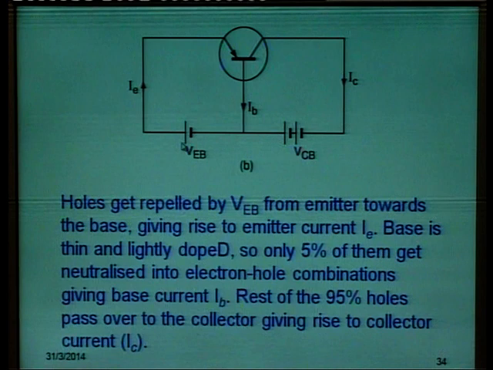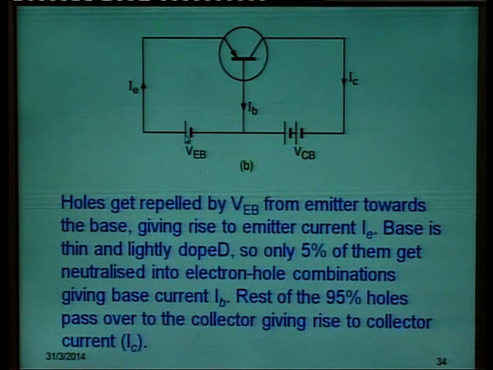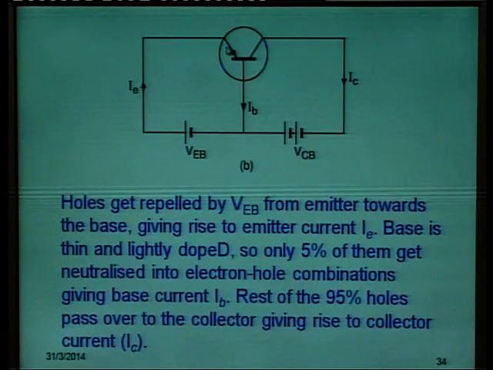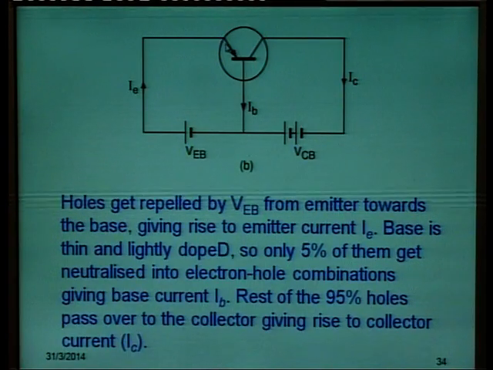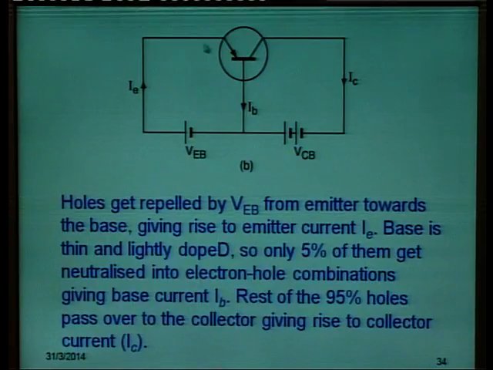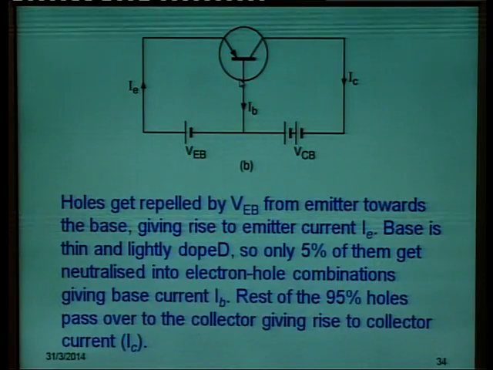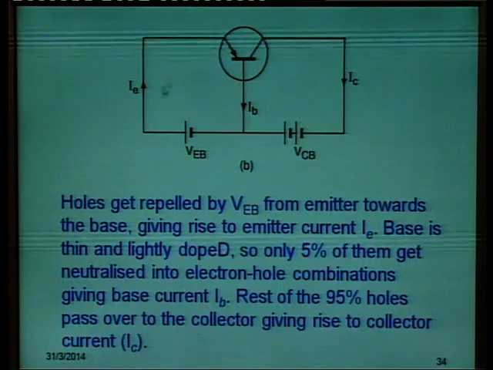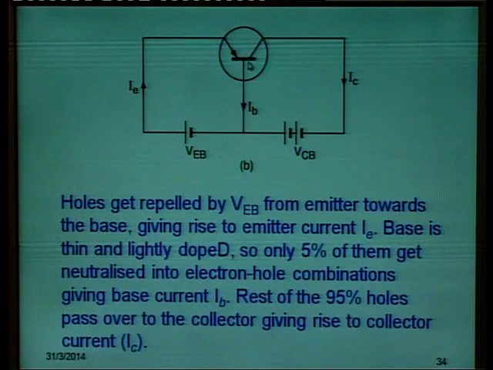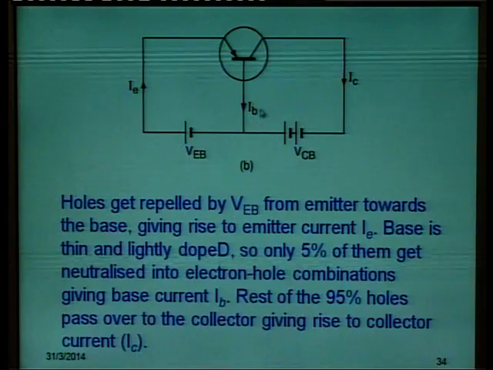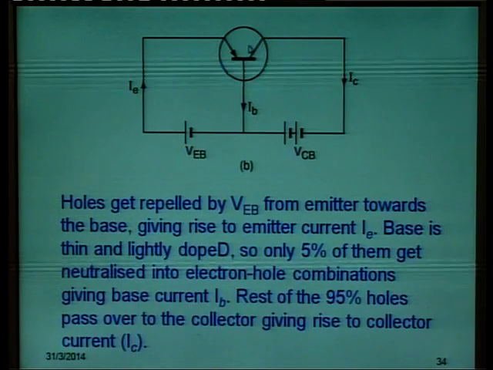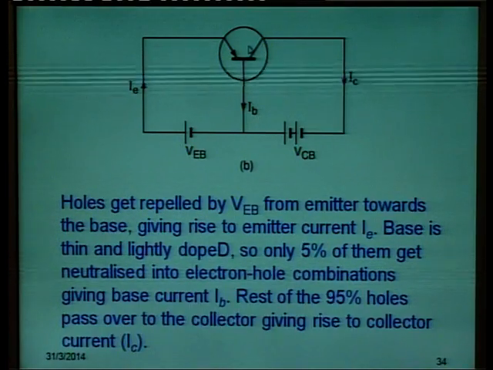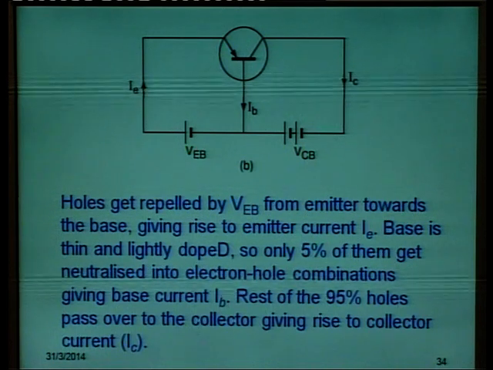In this case what happens is that the positive terminal of the battery repels the holes inside the P type emitter. The holes are repelled from emitter towards the base. This gives rise to what we call emitter current. Base is thin and lightly doped, so only 5% of them get neutralized into electron hole combination, which gives rise to base current. The rest of the 95% holes pass over to the collector, giving rise to collector current.